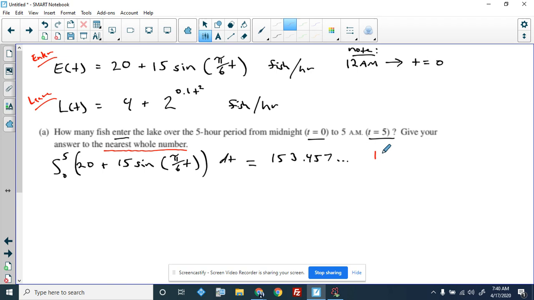So that would be 153 what? What would the unit be? A lot of times they tell you to clarify the unit. Here they did not, but you should know what the unit is. It would be fish.